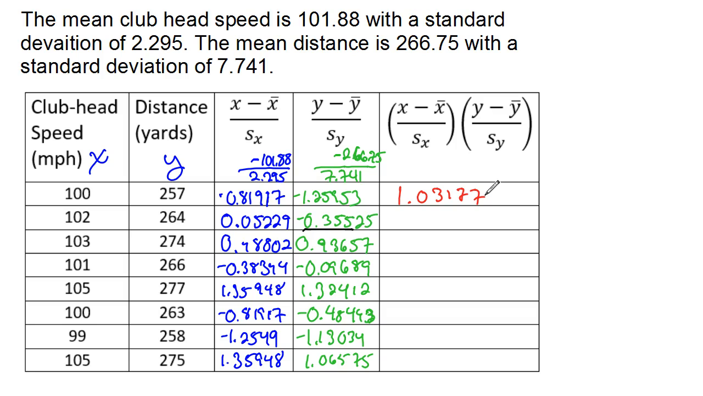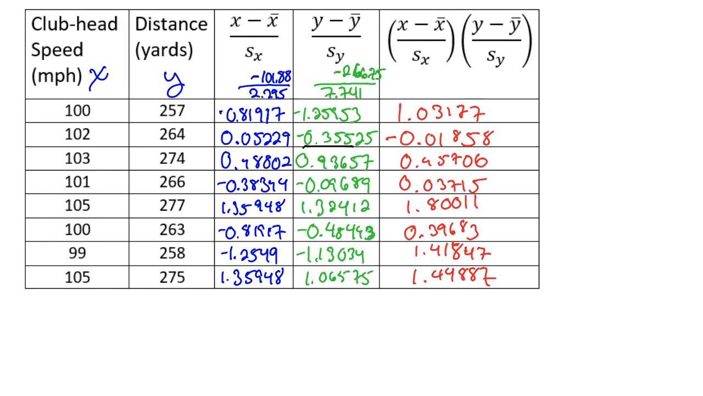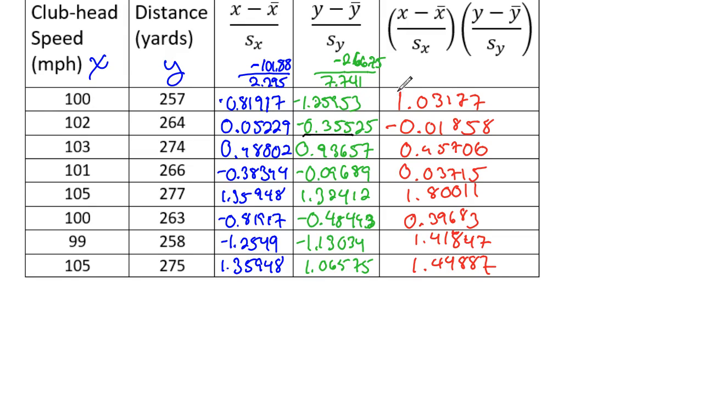Then I take the 0.05229, multiply that by the negative 0.35525, and I get a negative 0.01858. And I'm going to continue this all the way down, multiplying this third column times the fourth column to get my last column. Okay, I have finished filling in this last column, where I've taken each of these calculated values and multiplied by its partner calculated value.